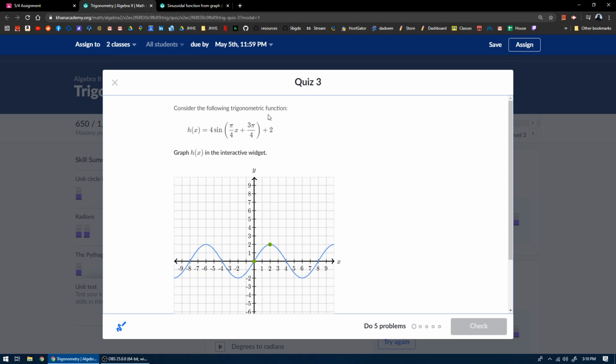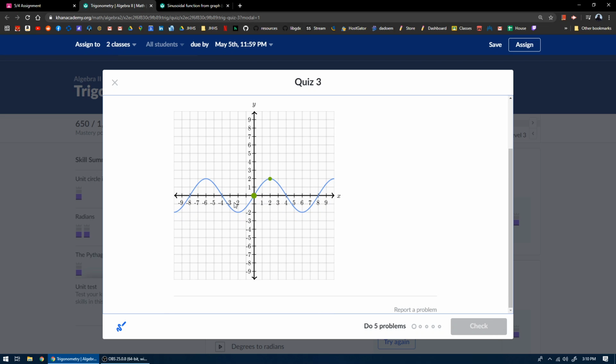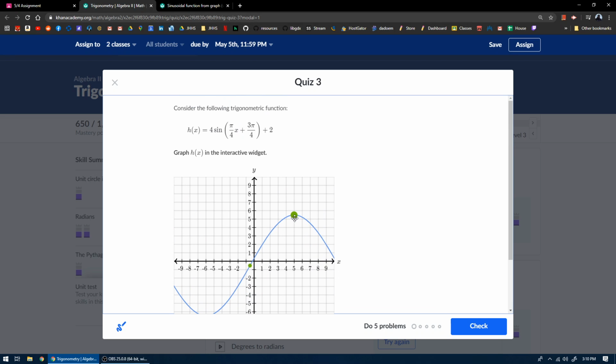So, I think maybe we have the same questions, maybe we don't, but here's how you can do this. They give us this equation and they want us to graph it. Now, they make it pretty easy for us to graph it. We just control these two green dots and we can move them around and check if we got it right or not. But obviously there's a math way to do this.